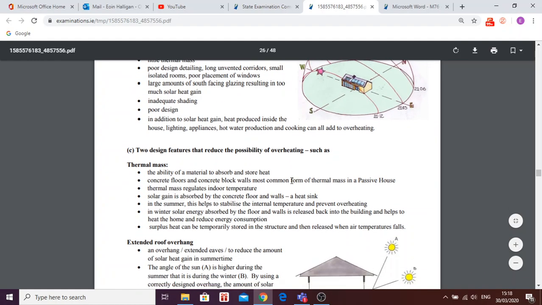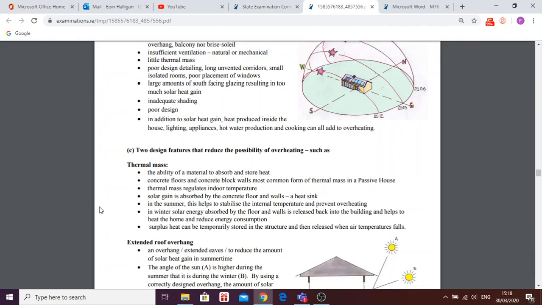At the start we were talking about thermal mass, the ability of a material to absorb and store heat. Concrete floors and concrete blocks are the best ways of doing that in a passive house. Also, floor coverings like tiles are better than, we'll say, wooden floors. Solar gain is absorbed by the concrete floor and it acts like a heat sink, and it regulates the indoor temperature, is what I said a while ago. Okay.